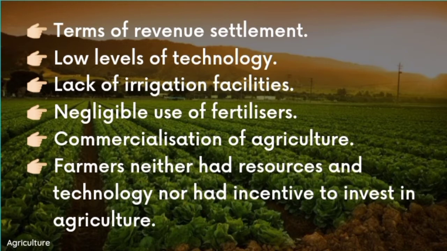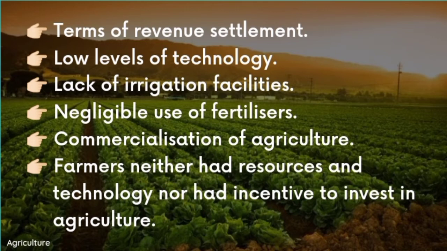Then low levels of technology. Some other reasons for the deterioration or the stagnation of the agricultural sector were low levels of technology, then lack of irrigation facilities, and then negligible use of fertilizers. We were not using fertilizers.